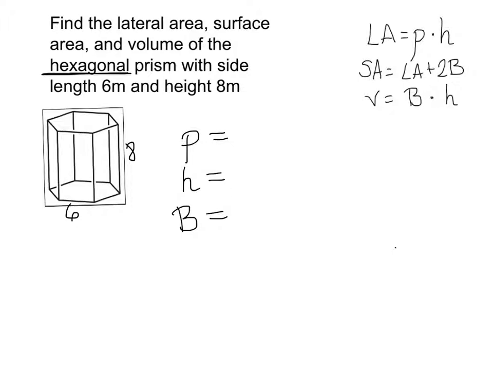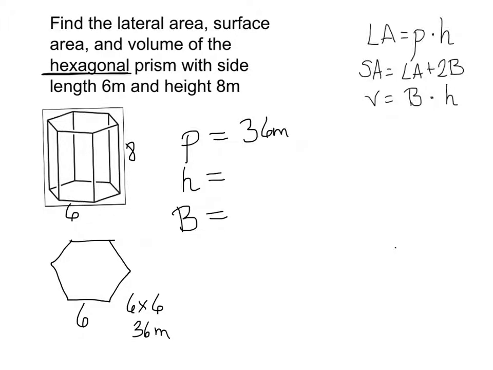So for the perimeter of a base, if I have a regular hexagon, and one side is 6, to find the perimeter, it's the side length times the number of sides, so 6 times 6 is 36. It's going to be meters. For the height of the figure, they give us it's 8, so we don't need to calculate that.